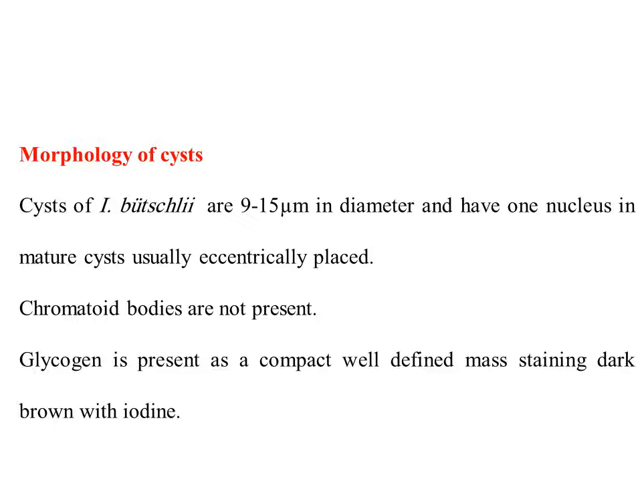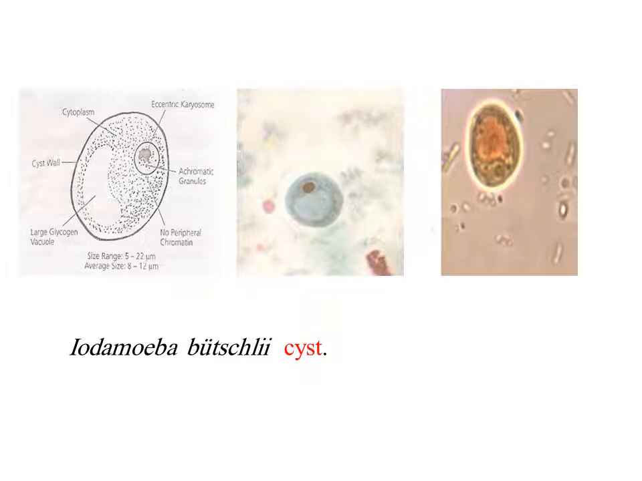Having one nucleus present eccentrically, there are no chromatoid bodies. Glycogen is a compact, large, well-defined mass, staining dark brown with iodine. Now this slide shows you three pictures of the cyst stage.